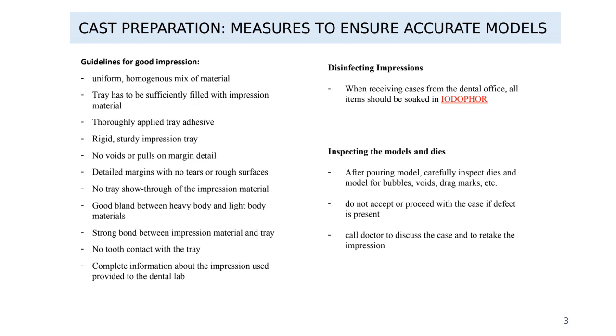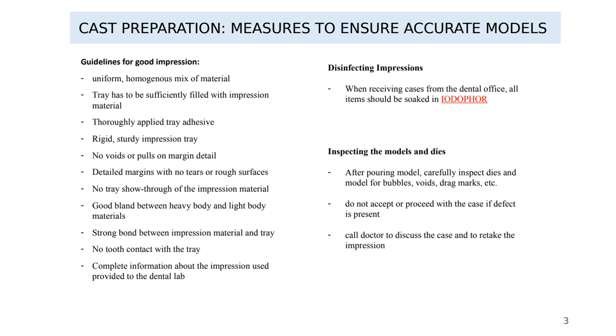Detailed margin, no tears or rough surfaces on the margins. The tray should not show through the impression material. So the impression material has to have a certain thickness, so when the patient bites down, the teeth don't go all the way through the impression material to hit the tray. Okay. A good blend between the heavy body and light body of the impression material, and a strong bond between the impression material and the tray, especially using that tray adhesive.